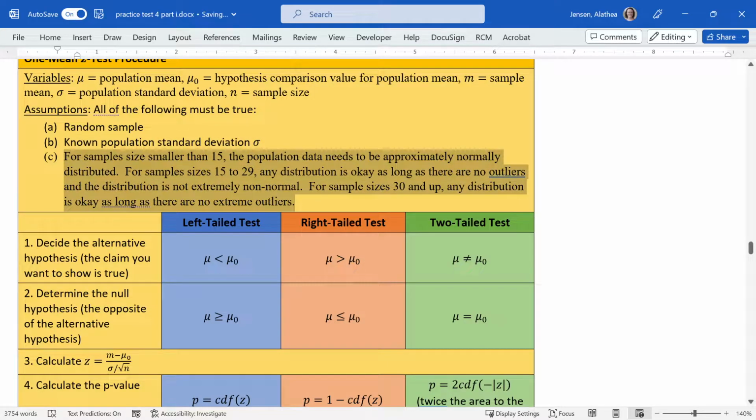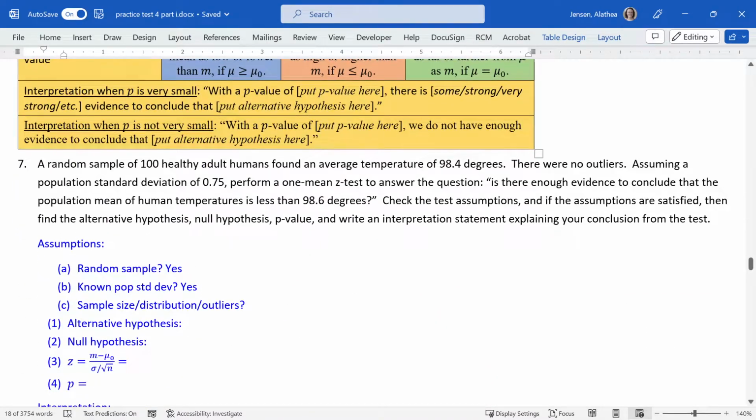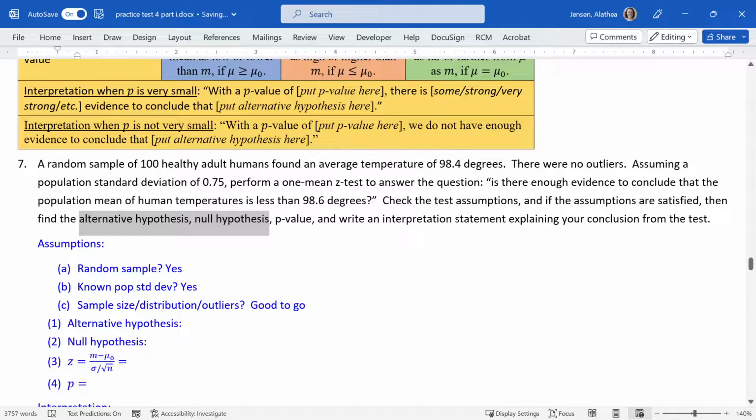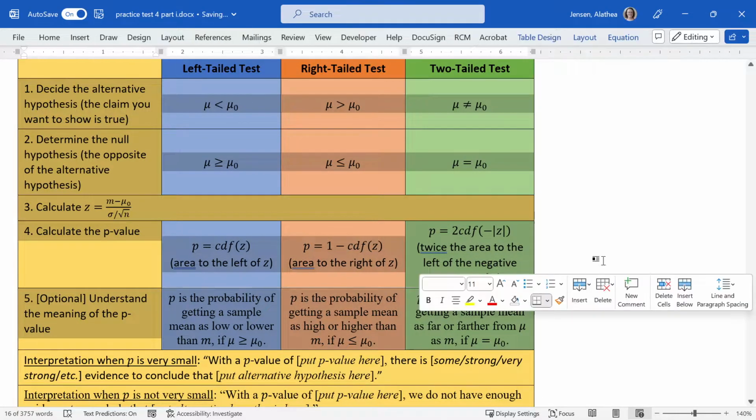It's a bit complicated, so it's all this. So we have a sample size of 100. So we're in the last situation here. And so any distribution is okay as long as there are no extreme outliers. So we were told that there were no outliers at all. So we're good to go for this last assumption as well. All right, so we can proceed with the test. So now we're going to go through finding alternative hypothesis, null hypothesis, p-value, and the interpretation statement. So we're just going through these steps right here, okay?